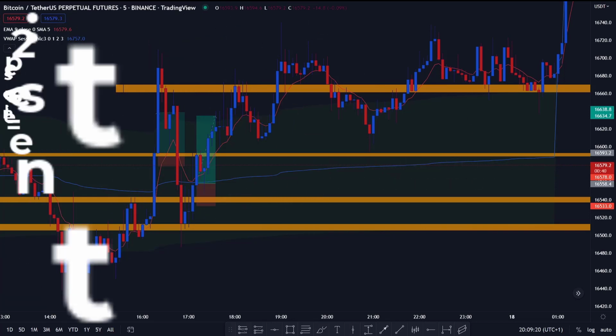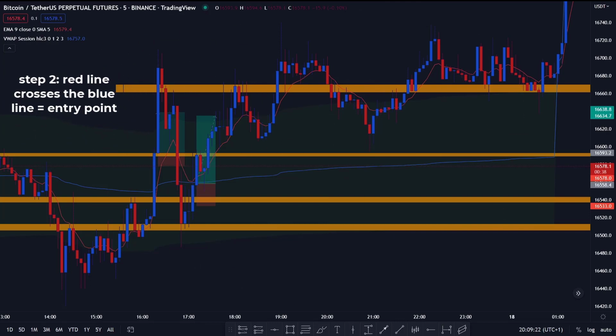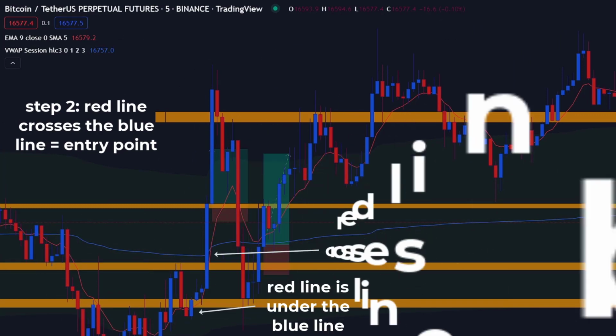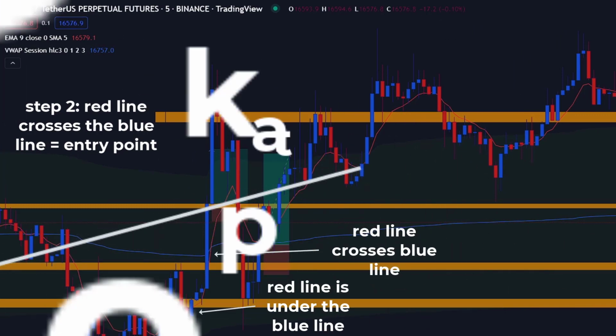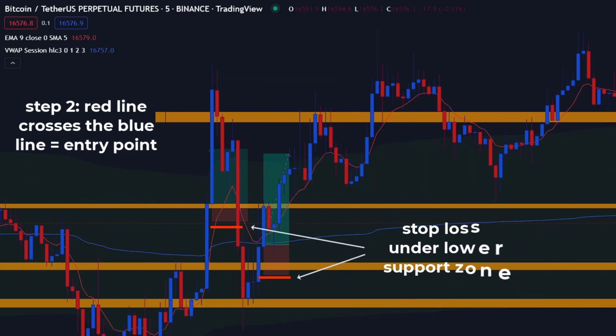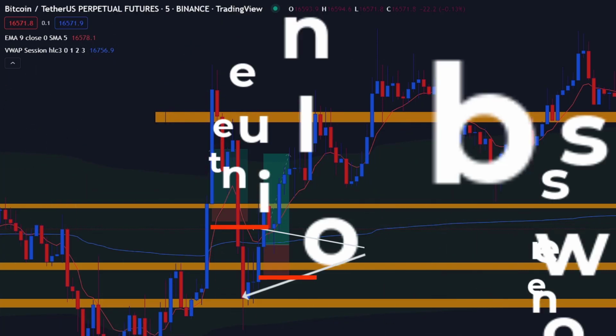Step 2. Wait for the red line to cross the blue line. Whenever the red line is under the blue line, we wait for a crossover of the blue line by the red line. As soon as this happens, we can take a long position and place our stop loss under the first lower support zone identified in step 1. This ensures our price is protected by at least one barrier to the downside.